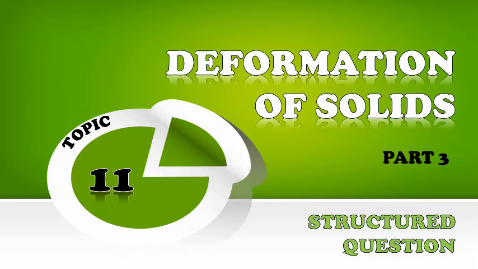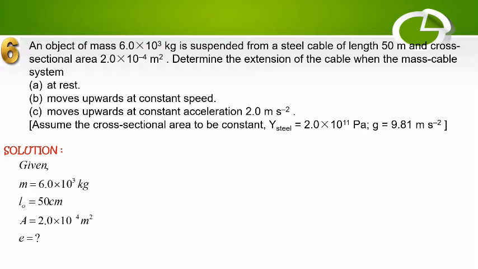which is about the deformation of solid. We will continue with question number 6. An object of mass 6 times 10 power of 3 kg is suspended from a steel cable of length 50 meter and cross-section area 2 times 10 power of -4 meter square. We need to determine the extension of the cable when the mass-cable system is at rest.